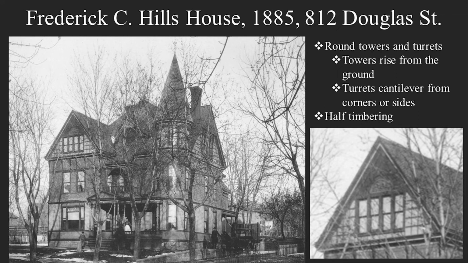This is the Frederick Clark Hills House, built in 1885 at 812 Douglas Street. Towers are one of the dominant features of Queen Anne Victorian-style architecture, as well as turrets. Now, what's the difference between a tower and a turret? Well, this house features a tower. Towers rise from the ground up, whereas a turret is like a tower, but instead of extending all the way to the base of the house, it is cantilevered out of the corner or a side of a house. This particular house also features, on the gable end here, half timbering. So this is reminiscent of medieval and early Renaissance England Tudor-style houses. So you have this crosshatch wood pattern on that gable end, and we'll see a lot more of that as we go throughout this program.